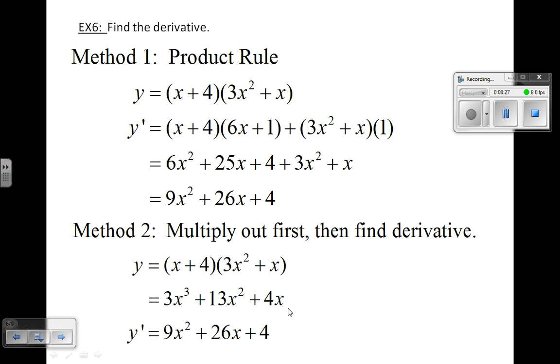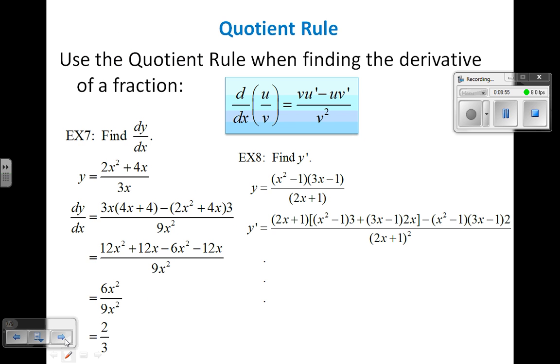Now I use power rule to take the derivative. So 3 comes down, 3 times 3 is 9, x to the 2. 2 comes down, 13 times 2, 26, x to the first. And here again, when it's just a linear term, it's the coefficient 4. And sure enough, they are the same. So kind of cool. You can pick your battles. Do you want to spend time multiplying this out, or would you rather just do product rule? Kind of just depends on you.